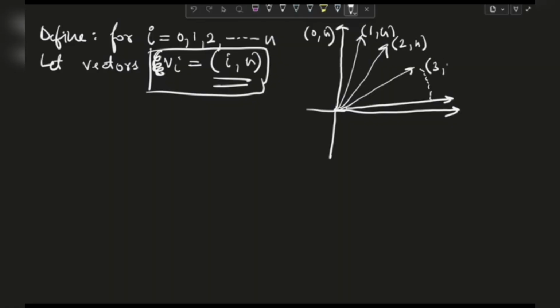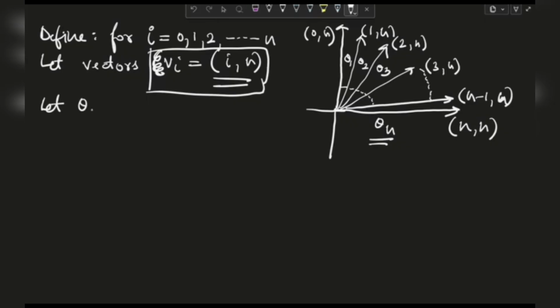This is your 3 comma n, and this will be n minus 1 comma n, and similarly the last one n comma n. And let's say they make some particular angle. So let's say this is theta 1, this is theta 2, this is theta 3, and this goes on like this, and let's say the final angle is some theta n. So let's define theta also, because we will need it.